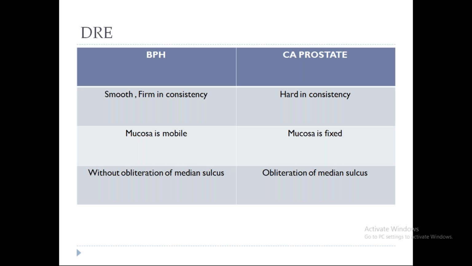In digital rectal examination, how do you differentiate BPH and CA prostate? Benign prostatic hyperplasia is smooth and firm in consistency. Here the mucosa is mobile and there is no obliteration of the median sulcus. You can feel the median sulcus and the lateral lobes in DRE. Whereas in CA prostate, you can feel a hard consistency, the mucosa will be fixed and there will be obliteration of the median sulcus. So these are the differences.